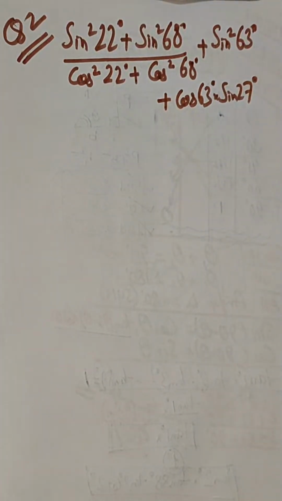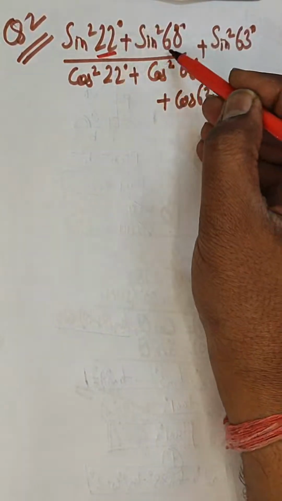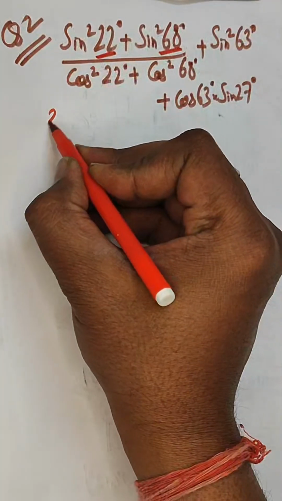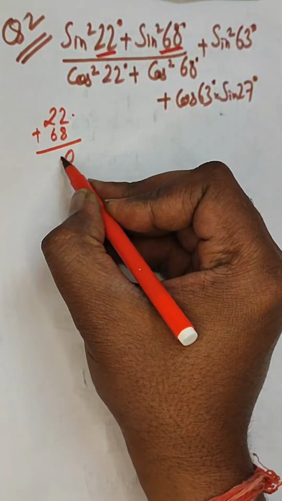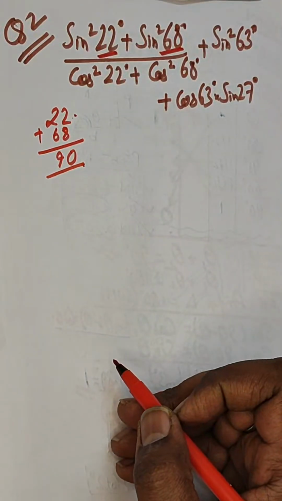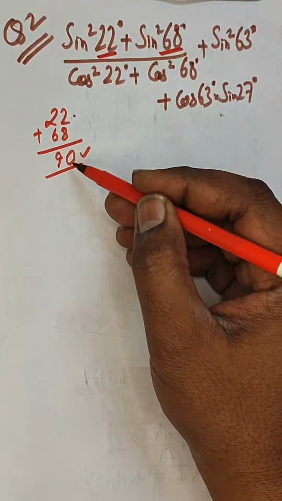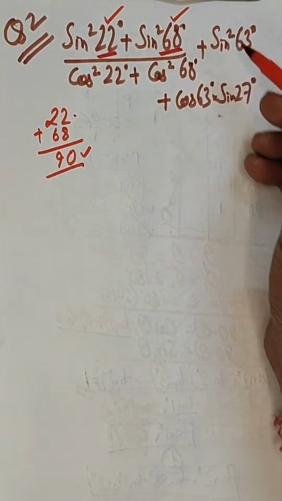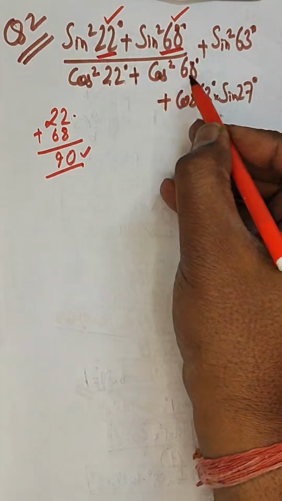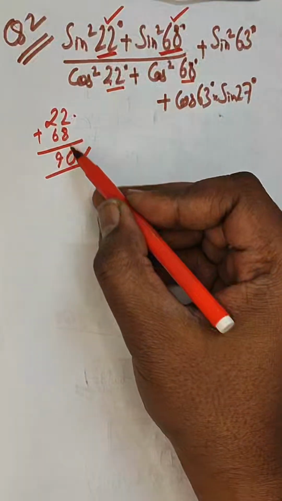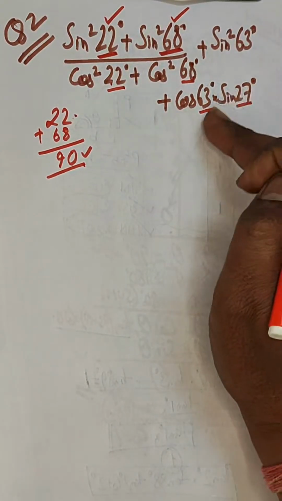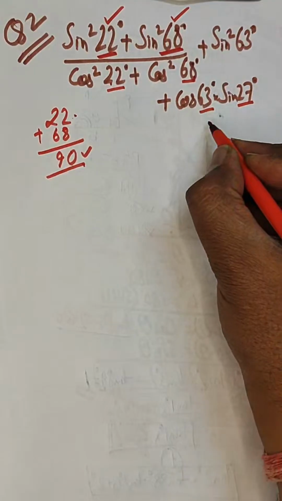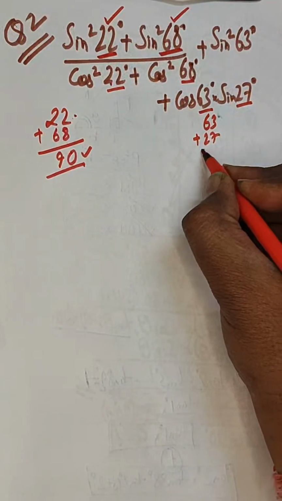Whenever such questions come to you, don't panic, my dear friend. Just see this 22 and this 68. When you see 22 plus 68, what is the value? It's 90. The complementary angle concept can be used here because 22 plus 68 is 90. This can be done easily. Similarly, here also 22 and 68 give you a complementary angle concept. Now here 63 and 27 will give you a complementary angle concept, because 63 plus 27 is 90.